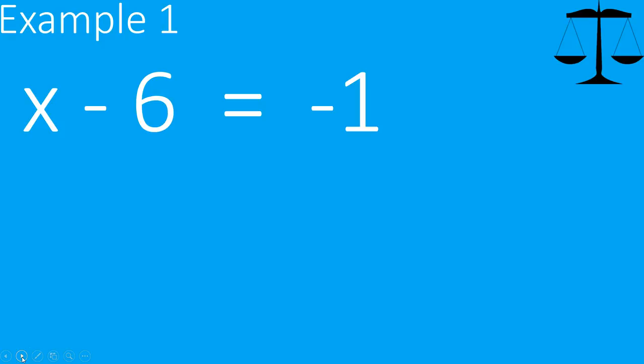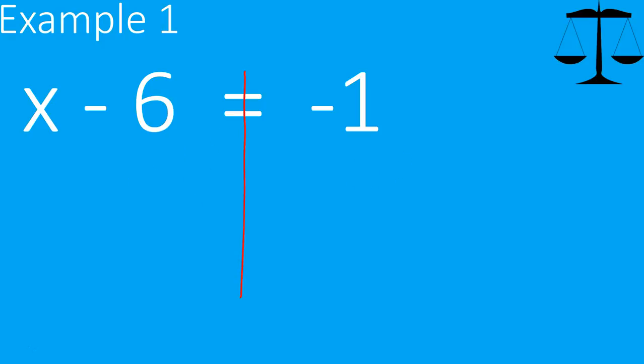This is saying that some number minus 6 is going to equal -1. So I'm going to do step 1. I'm going to draw my mirror. All that looks like is just a line down your equal sign. It's a mirror to remind me that whatever you do to the left-hand side, you do to the right-hand side.